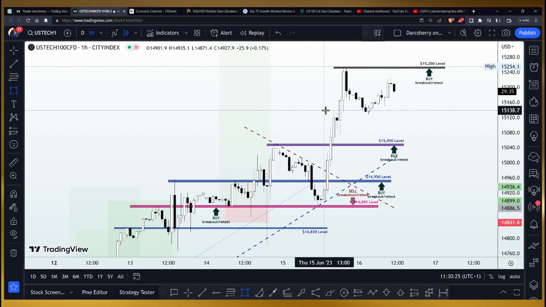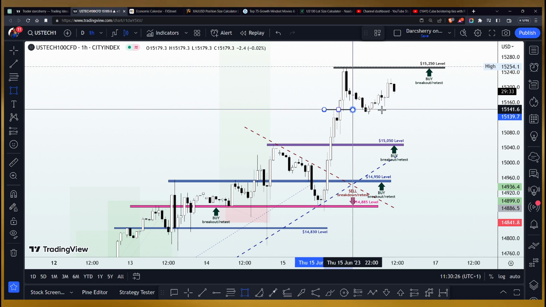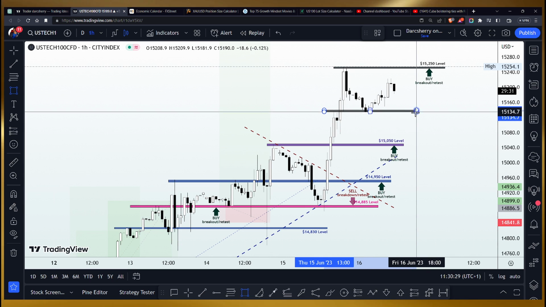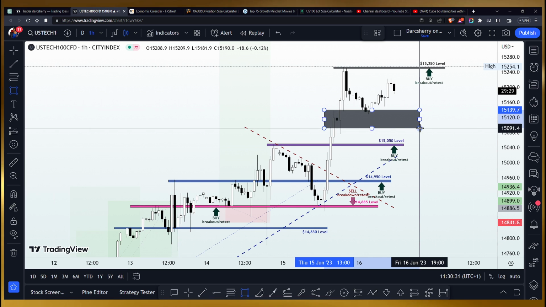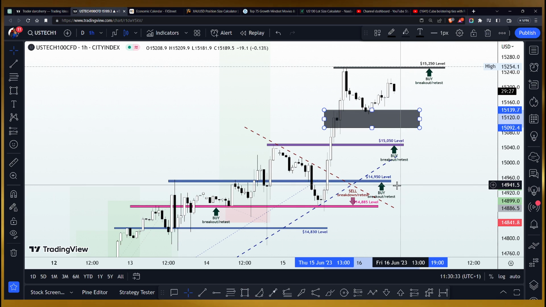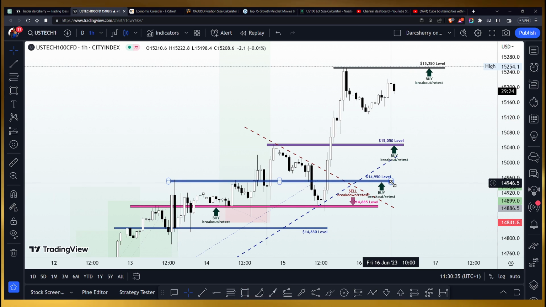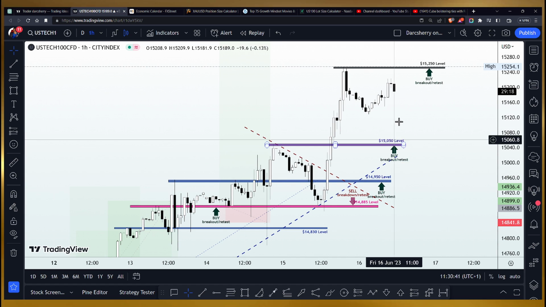And the most appropriate area, I think, at this juncture is that area between the 15,140 and the 15,080 area. So that area is where you want to be moving your stop loss. Of course, we want to give room for price action to breathe.